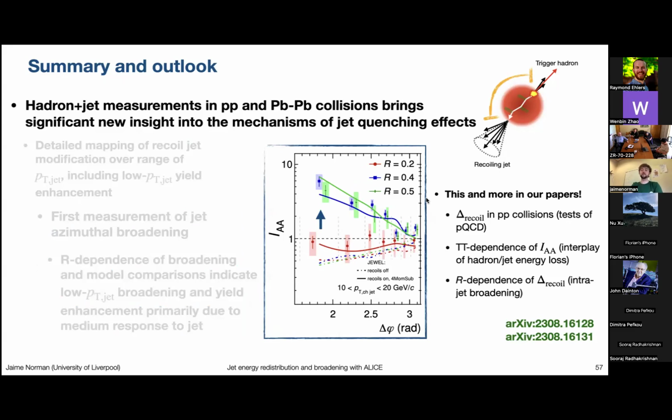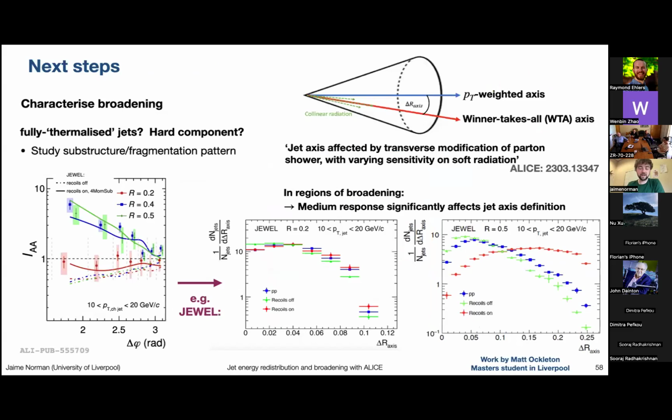We also have many other interesting points in our papers, including this delta recoil measurement in proton-proton collisions testing pQCD predictions, the trigger track dependence of IAA, and also the R dependence of delta recoil. You can take a look at these papers for all of these measurements. So I have just a couple of slides on the next steps.